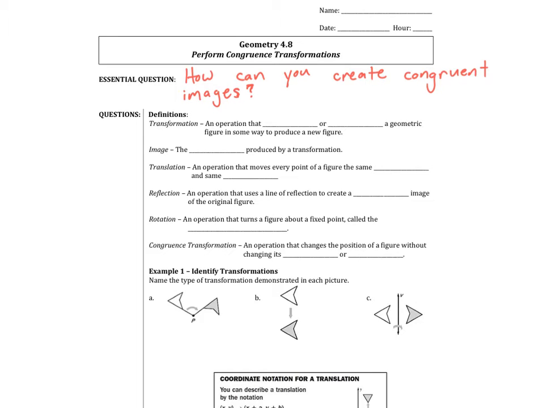Section 4.8 talks about performing congruence transformations. The question is, how can you create congruent images? And there's a few different ways we're going to learn about today.